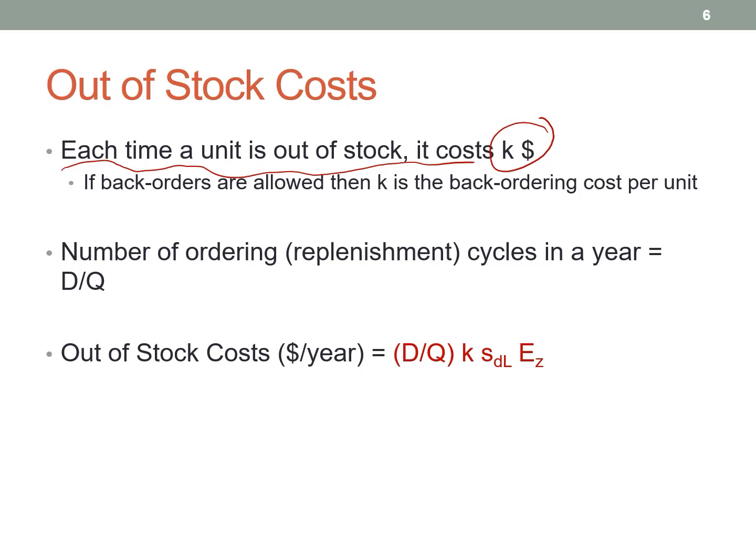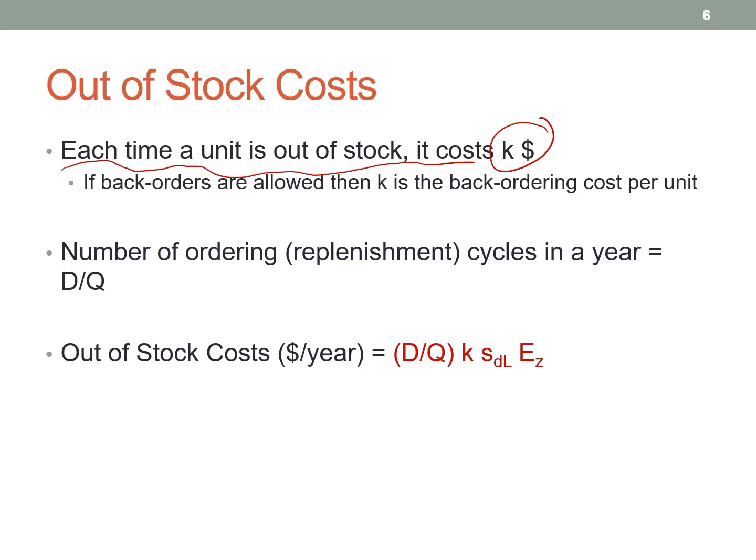If you have back ordering allowed, like customers are willing to wait and they do back orders, then K will be the cost of processing and managing that back order. In any case, we will not worry too much about how exactly to get to the value of K. We will assume K is given to us by an accountant or an analyst, and we're going to use K to figure out the out-of-stock costs.